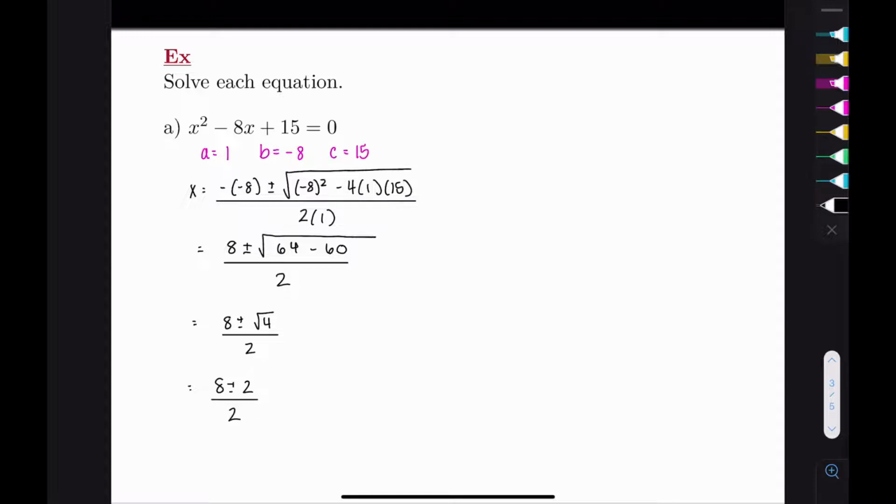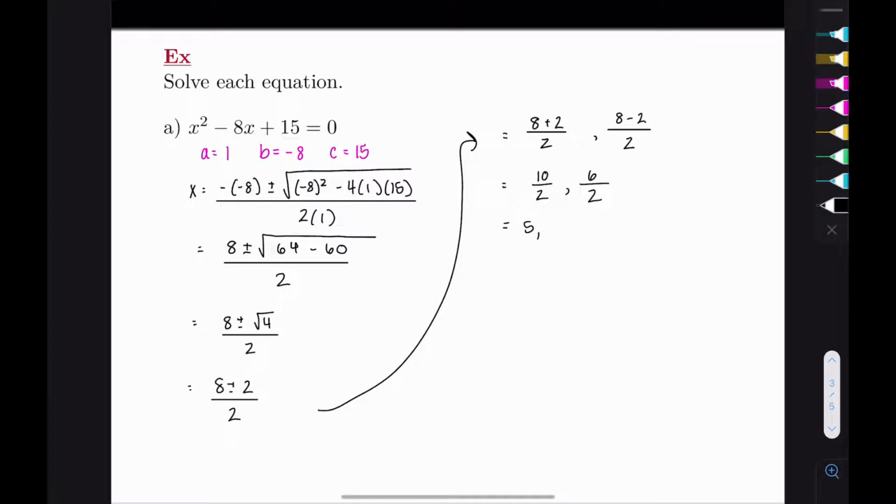Now both of these we can actually simplify. So I'm going to go way up here to do that. For one solution, we'll have 8 plus 2 over 2. And for the other solution, we have 8 minus 2 over 2. So that plus or minus gives us both solutions, because remember, it's x squared, we can have 2 solutions to it. For the first one, 8 plus 2 is 10 over 2. And then 8 minus 2 is 6 over 2. So we get 2 values that solve this equation, 5 and 3.